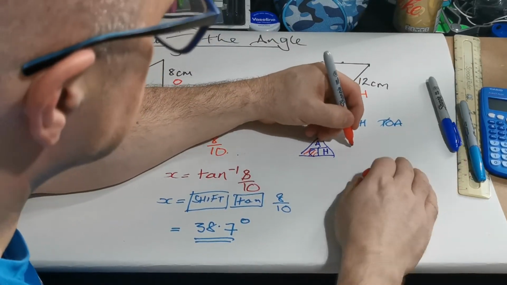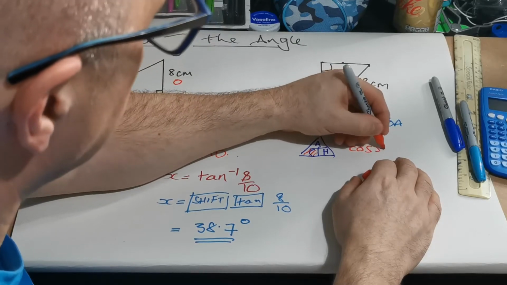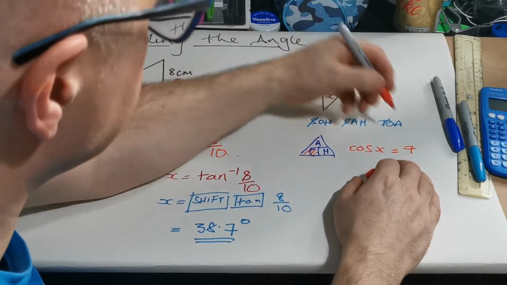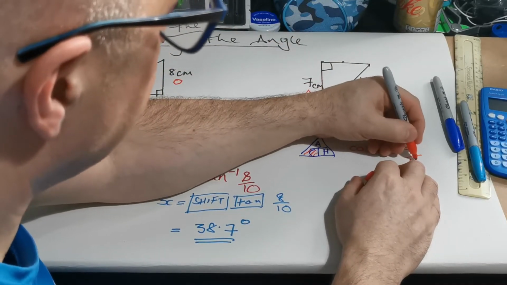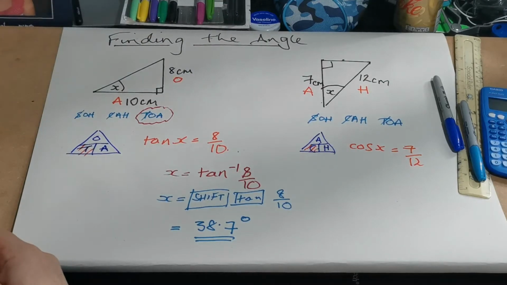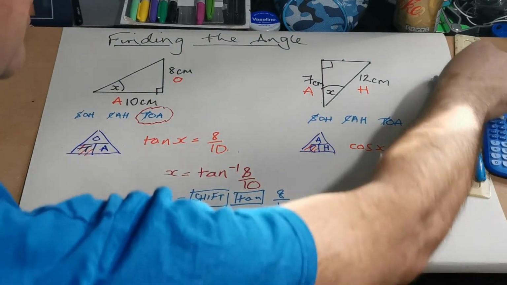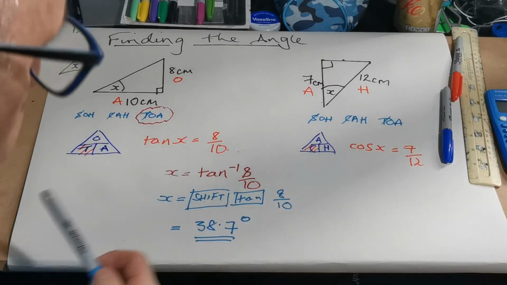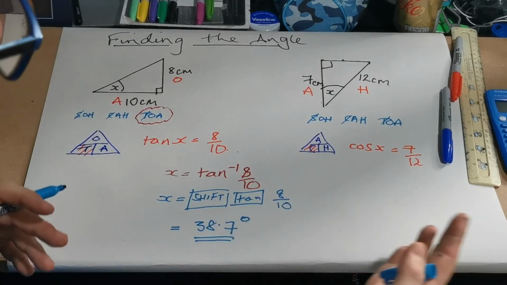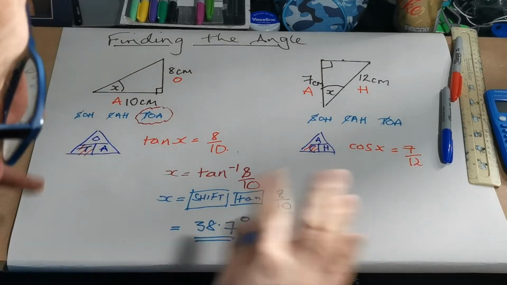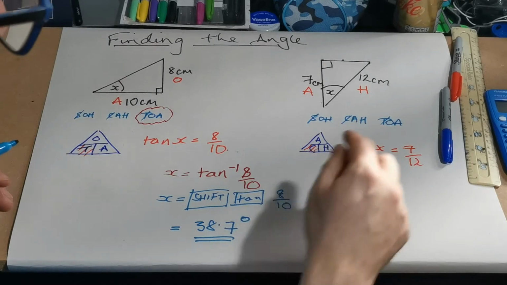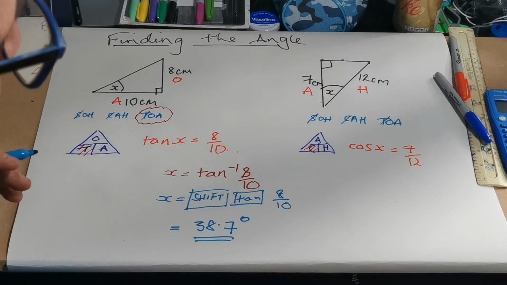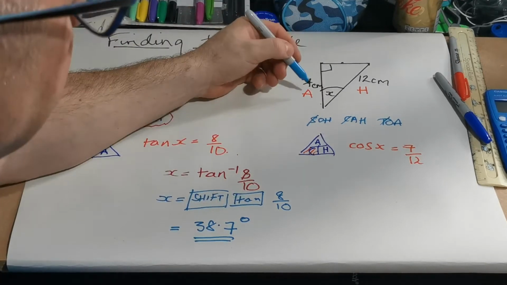So remember, cos is attached to the angle, so cos x is equal to adjacent, which is 7, over hypotenuse, which is 12. If you put them in the wrong order and then try and do shift and cos, you'll find that it won't work. So if you get an answer that says maths is broken or it doesn't work, it's because you put these in the wrong place. If you put 12 over 7, you can't get an answer. There is no answer for that. So you have to make sure that you put them in the right way around.